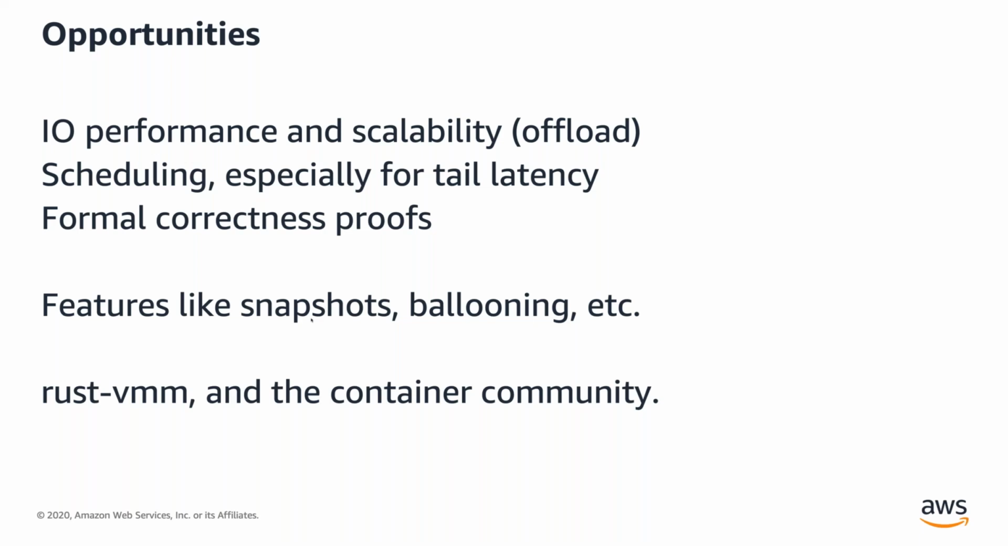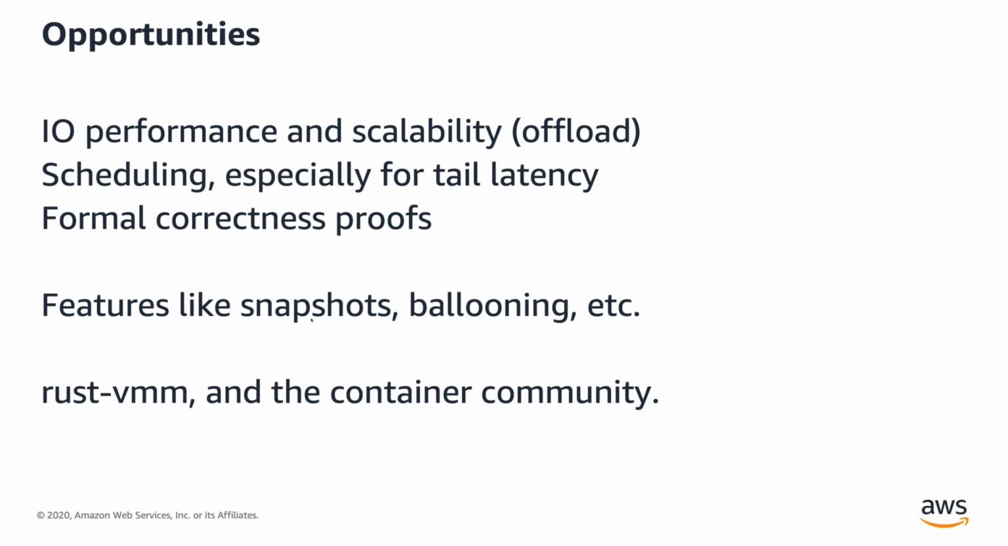There are a bunch of features that we would like to see implemented in Firecracker, some of which we're working on ourselves already, like snapshots and ballooning. But also lots of opportunities for building more features into this micro VM. And one thing I'm really excited about in this space is the rust-vmm project. What we've done with rust-vmm in partnership with folks like Intel is take some of the core pieces of Firecracker, break those out into a set of libraries for building VMMs in the Rust programming language. And we've already seen folks build stuff like Cloud Hypervisor on top of that rust-vmm core.